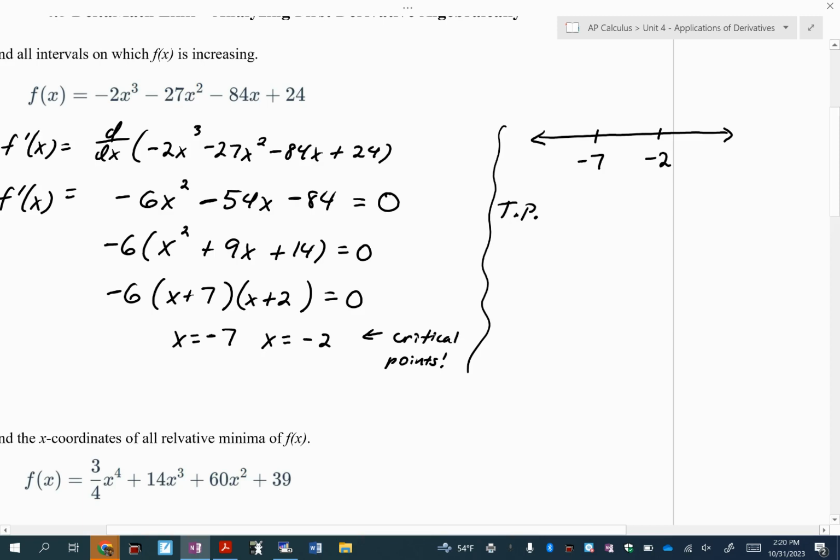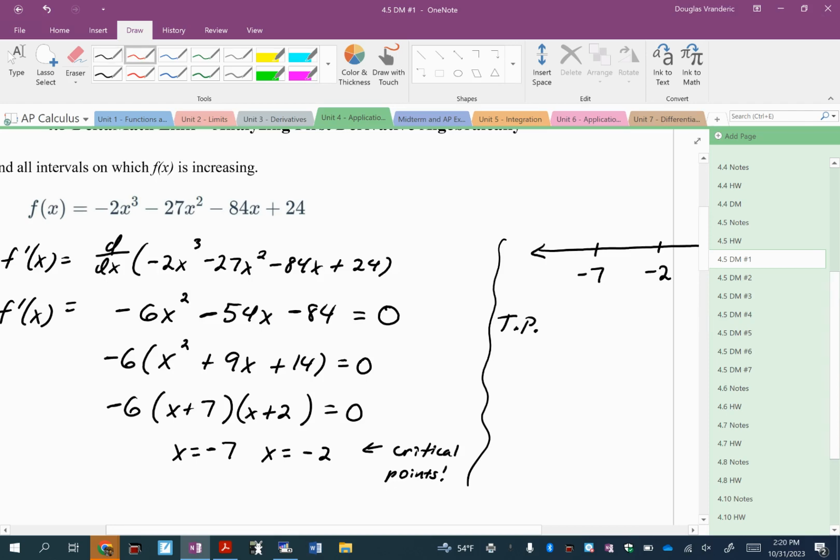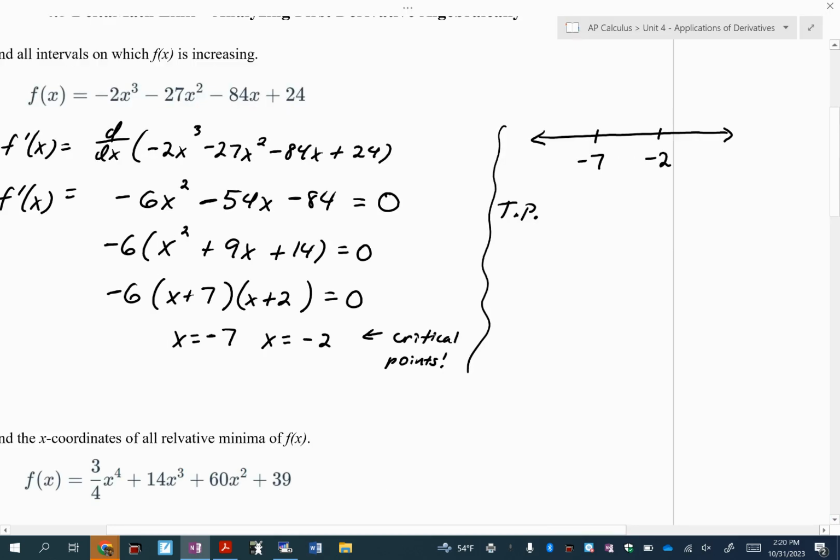No, not toilet paper. Test points. So if I had to choose a test point to the left of negative 7, what am I going to choose? I'm going to choose -8. But now every time you use toilet paper, you're going to be like, oh, test point.